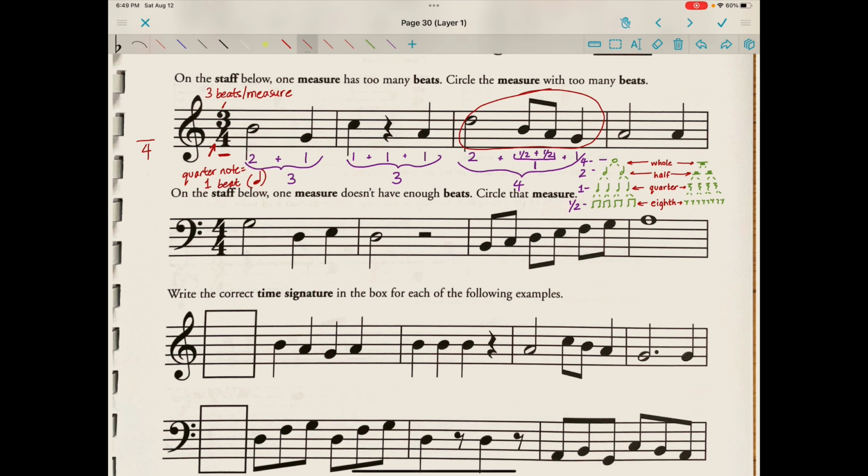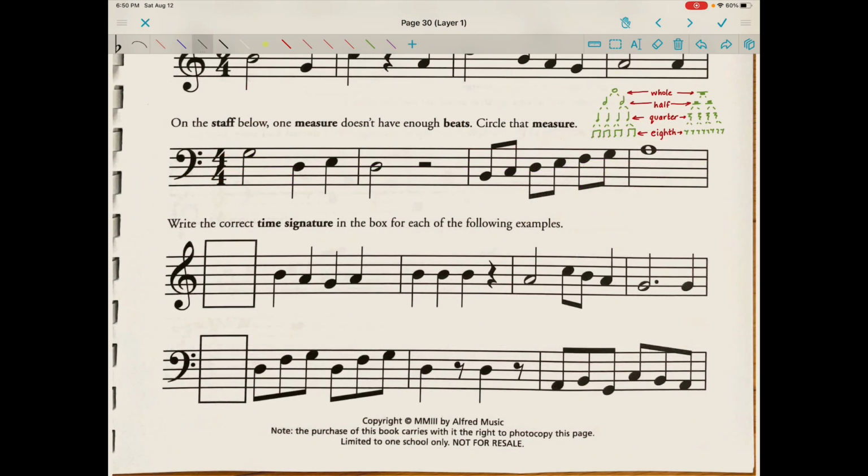Let's finish up with our last measure here. We have a half note, which gets 2 beats, plus a quarter note, which gets 1 beat. So that one is also fine, and that's going to equal 3 beats as well. On the staff below, one measure doesn't have enough beats.